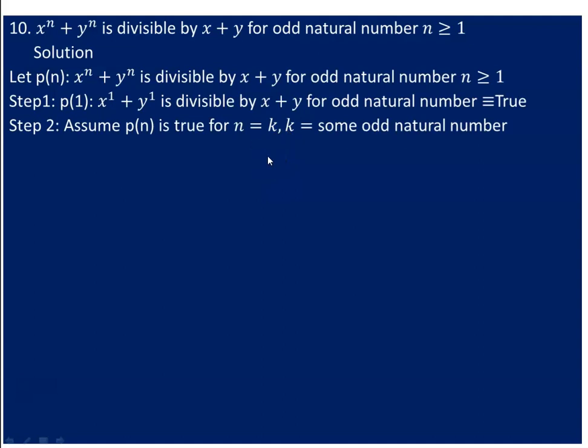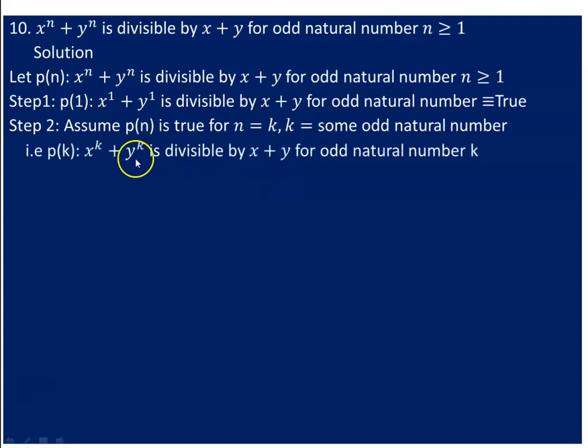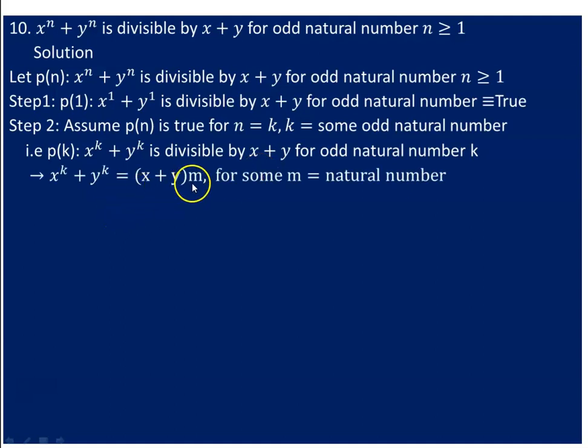So you have to accept that p of k, x to the power of k plus y to the power of k, is divisible by x plus y for odd natural number k. So you have accepted this is true up to a certain odd natural number k. If a number is divisible by x plus y, it is true that the number can be written as a certain natural multiple of x plus y. Look here, x to the power of k plus y to the power of k can be written as x plus y times m, for some natural number m.